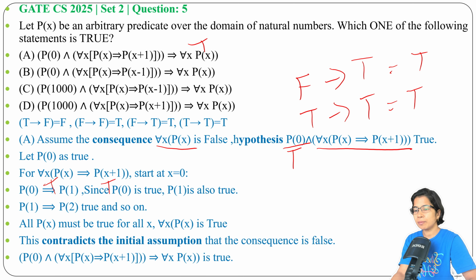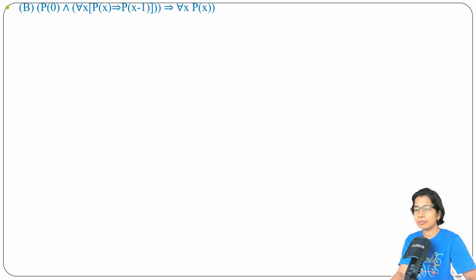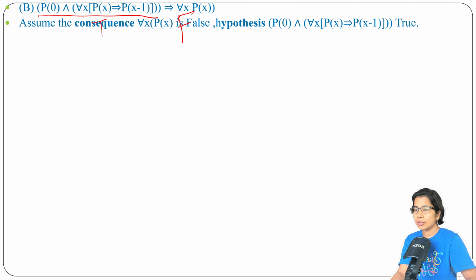Next we'll check option B: P(0) and for all x, P(x) implies P(x-1), implies for all x, P(x). So we'll consider this for all x, P(x) as false and this left side as true. So true implies false will be false. Now let P(0) equal true. So P(0) is true.